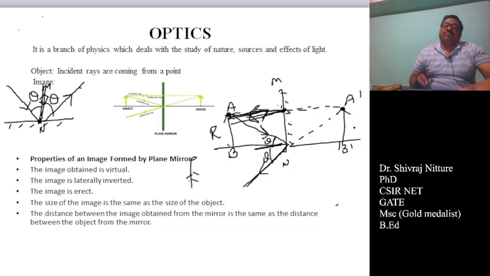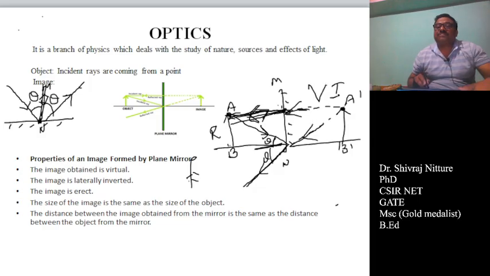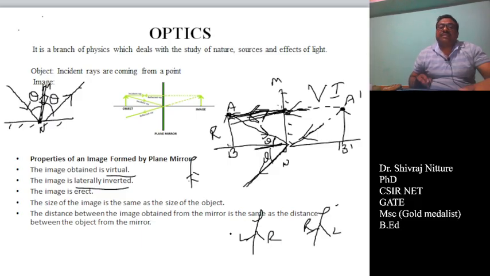Check which type of image this is. Look, what are the rays? Reflected rays. One ray is going like this, another ray is going like this. It means divergent. Divergent means virtual image. That's what I have done here. The image obtained is virtual. The image is laterally inverted. Laterally inverted means if you stand like this, this is your left hand, this is your right hand. In your image, what do you see? This is your right hand and this is your left hand. Laterally inverted, like this.